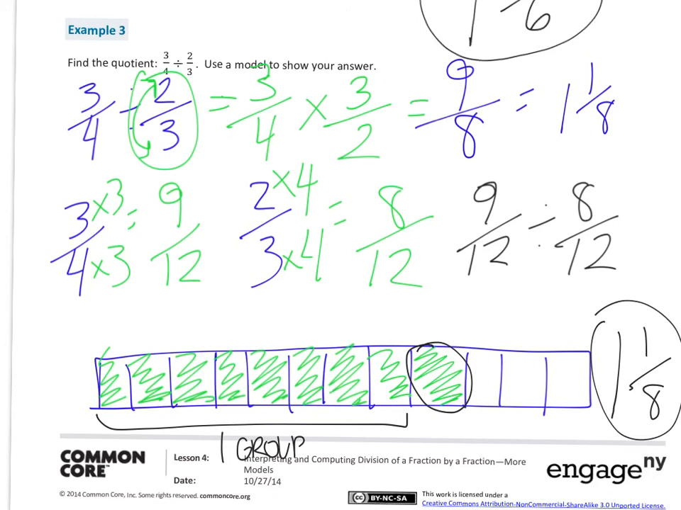And there we go. So you can use this cheat method here to find your answer, but you still need to prove it by showing your work with that model. All right, good luck.